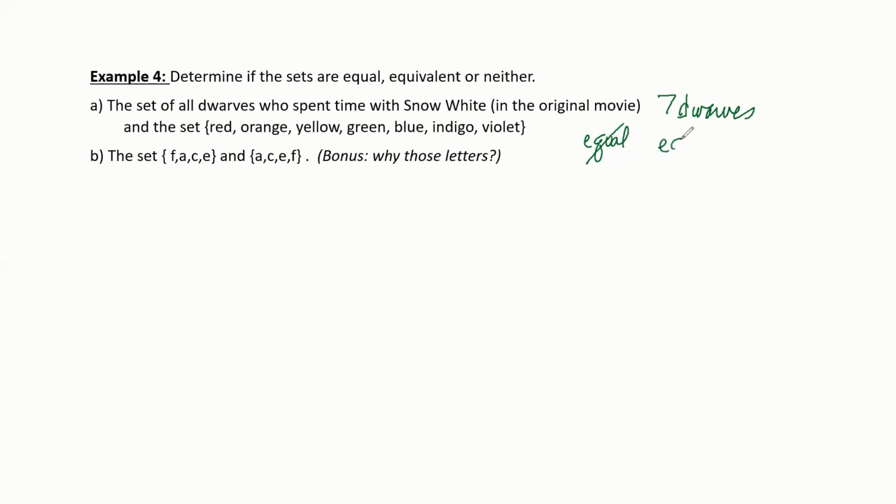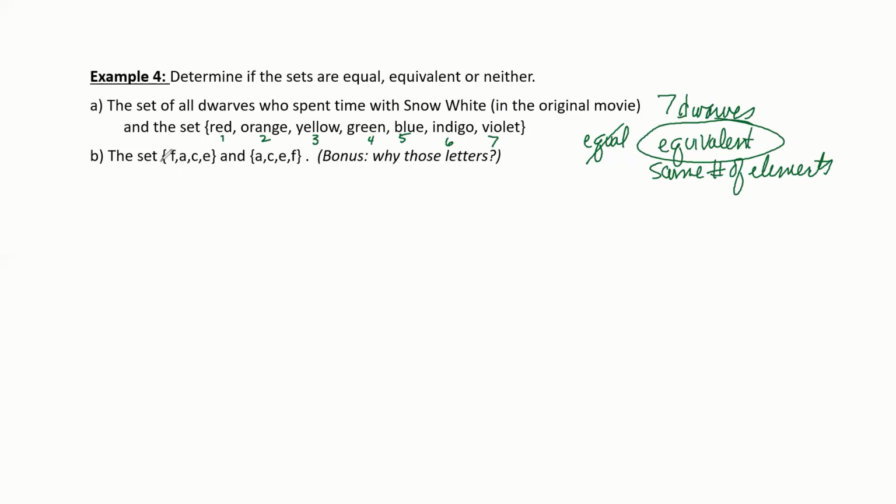Equivalent means the same number of elements. So we know the first set has 7 dwarves. Let's count these. 1, 2, 3, 4, 5, 6, 7. So there's also 7 in these colors. And so these would be equivalent because they have the same number of elements.